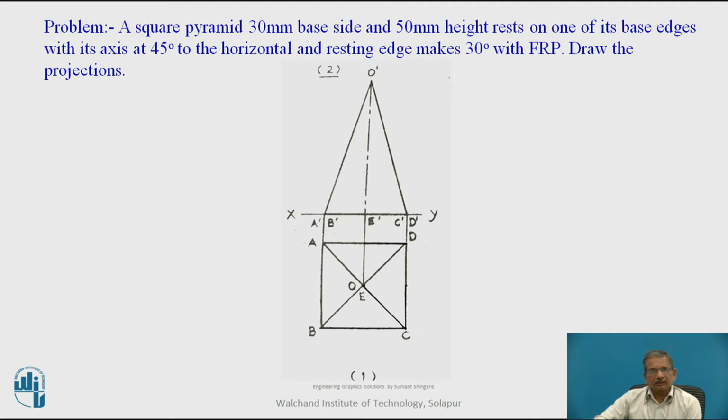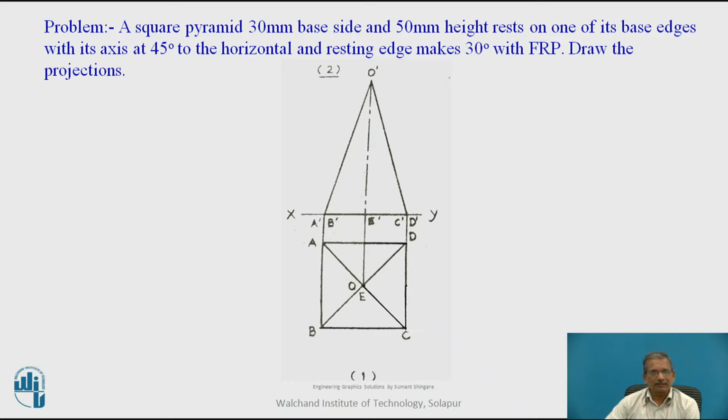Now if you observe here, a square pyramid with 30 mm base side and 50 mm height rests on one of its base edges with its axis at 45 degrees to the horizontal, and the resting edge makes 30 degrees with the FRP. Draw the projections. So we will go step by step.